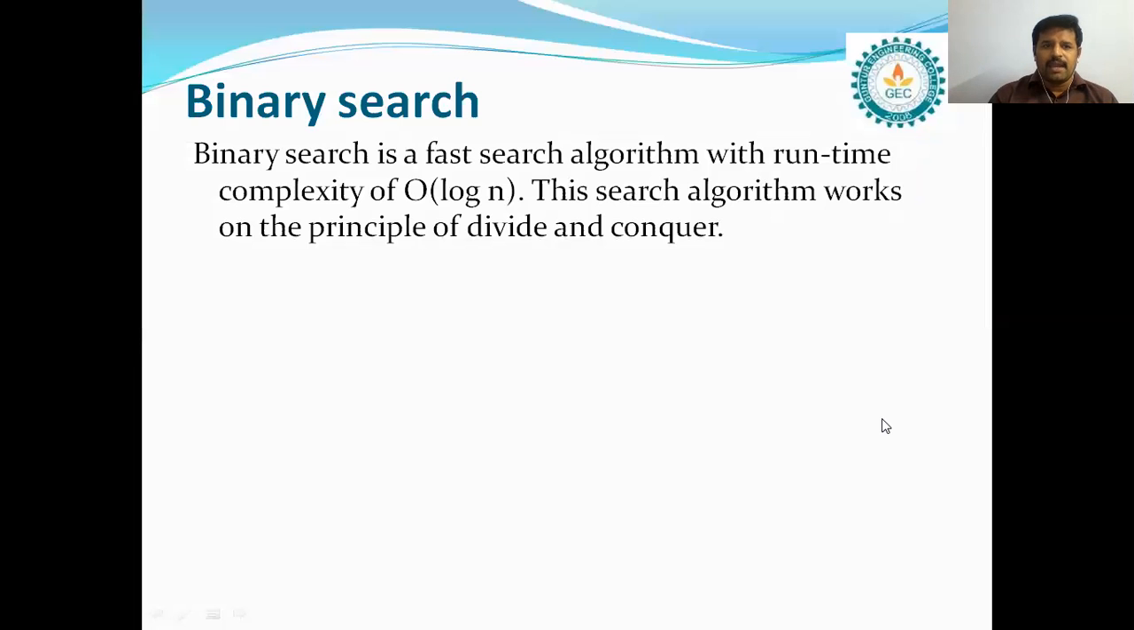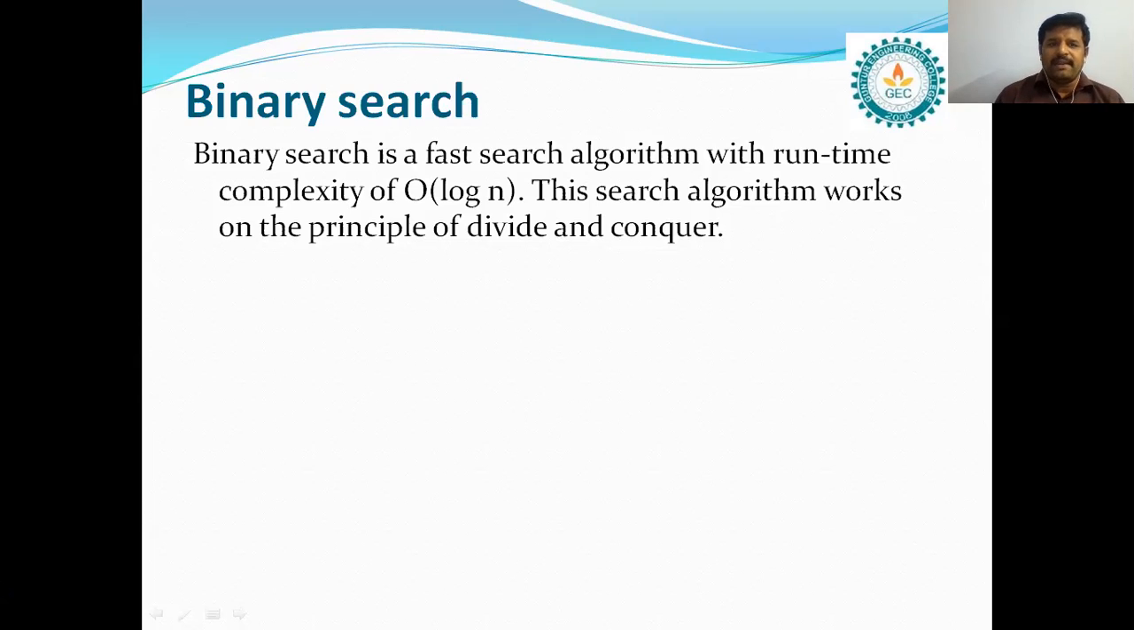Okay. Next, the second one is binary search. The binary search is a fast searching algorithm with runtime complexity of order of log n. This search algorithm works on the principle of divide and conquer. In linear search, we compare the search element with all the elements in the list, so we compare n number of times. There the time complexity is order of n.